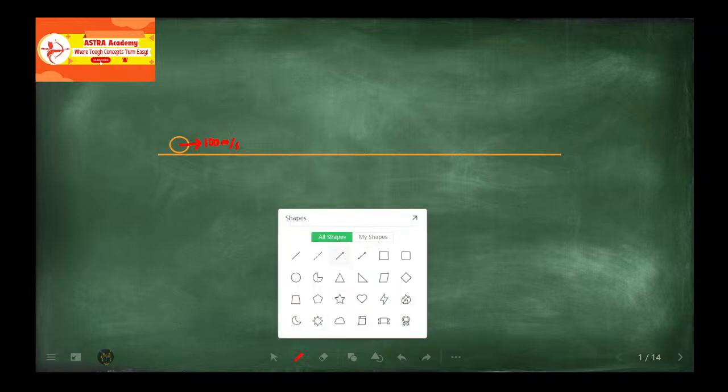Suppose there is a ball whose velocity is already given as 100 meter per second and the retardation is given as 10 meter per second square. It was already given in the question. Now why was 10 meter per second square given?